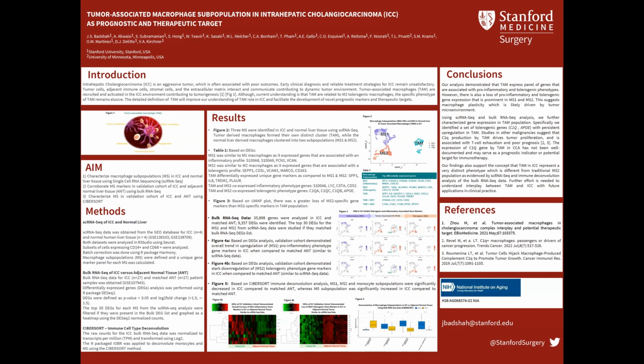The CIBERSORT immune deconvolution analysis also showed a decrease. The greatest decrease was in the M2-like macrophages, whereas the M1 had a slight decrease. Furthermore, an M0 subpopulation was significantly increased.